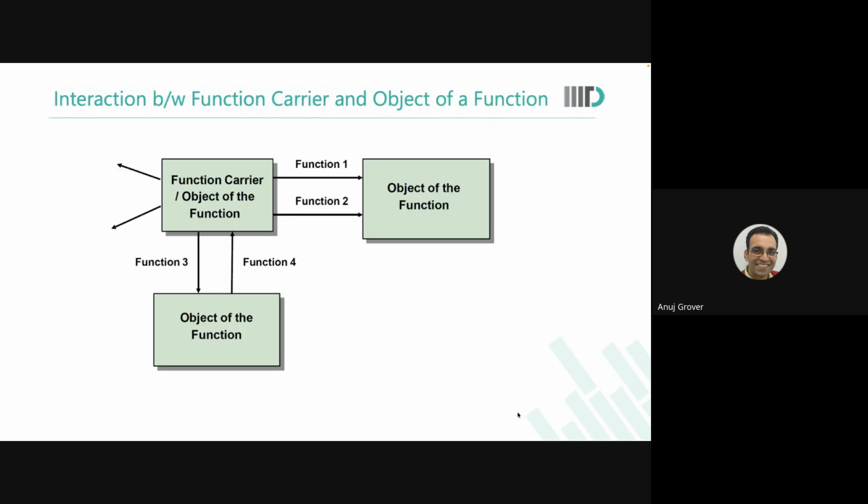Now, there can be multiple functions between a function carrier and an object of a function. It is not necessary that a carrier and an object have only one function. I mean, multiple functions between a carrier and its object. A carrier may have multiple functions on multiple objects. And the carrier of a function can itself be an object of another function.